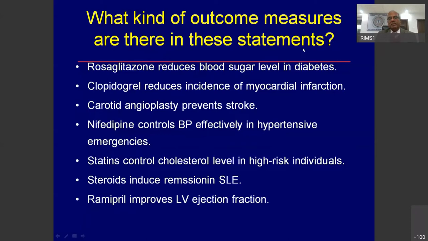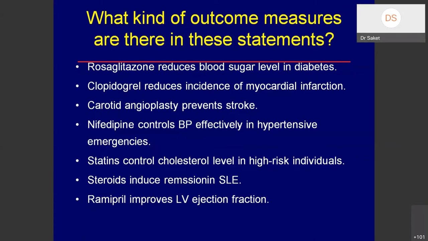Like if we talk about a study which has the hypothesis that rosiglitazone reduces blood sugar level in diabetes. Are we talking of continuous outcome or dichotomous outcome? Sir, it is a continuous outcome.